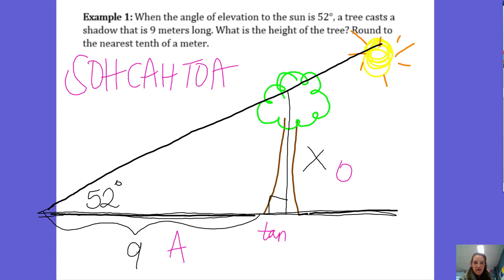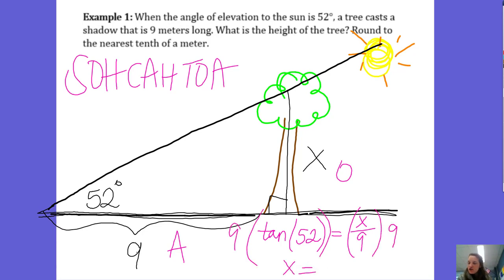So tangent of, I put the angle in the parentheses, tangent of 52 degrees is equal to opposite, which is X, over adjacent, 9. I want to solve for X, so I got to get rid of this 9 that's in the denominator. So I'm going to multiply both sides of my equation by 9. And making sure my calculator's in degree mode, or else I'm going to get some really weird answers. 9 times tangent of 52 is 11.5, rounded to the nearest tenth. So 11.5. And these units are meters. So the tree is 11.5 meters tall.